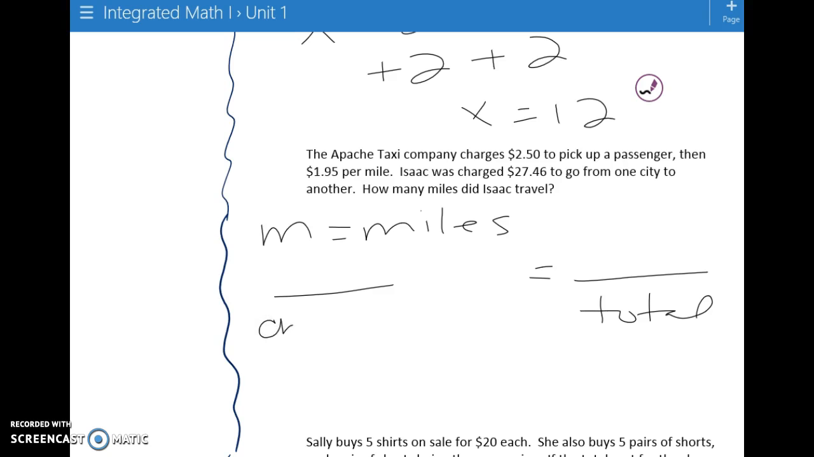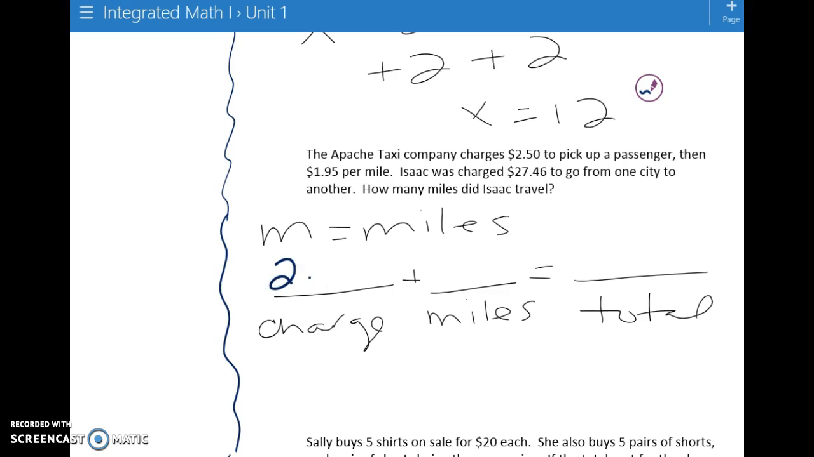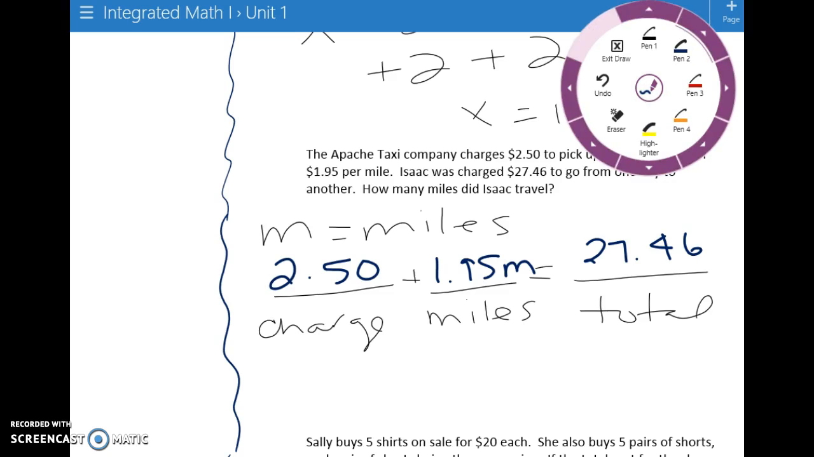The charge to pick you up and how many miles you traveled. Okay, so the charge plus the miles should equal the total. So let's just fill in the blank. So how much was it to pick somebody up? $2.50. Then they charged $1.95 per mile. So the M will go with $1.95 because we said M should represent miles. And the total bill is $27.46. Let's go ahead and solve that.